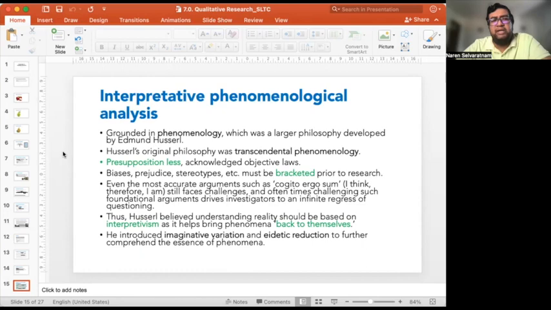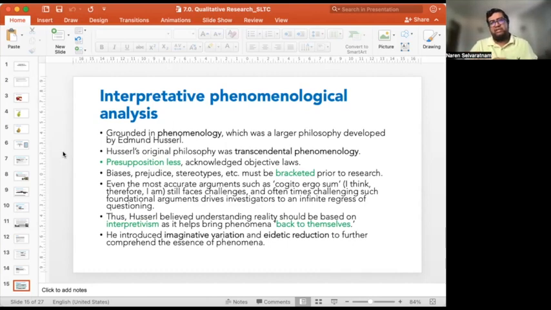Okay. Now here the basic idea is that phenomenology is a presupposition-less philosophy. It acknowledges objective laws, but there aren't any presuppositions. So it doesn't have any assumptions per se. So there are no specific rules or regulations for you to start this. You basically try to understand how another person makes sense of what he or she is experiencing, and you are making sense of that as the researcher. And there are no other assumptions in this.